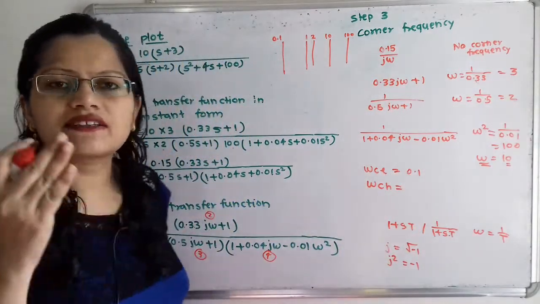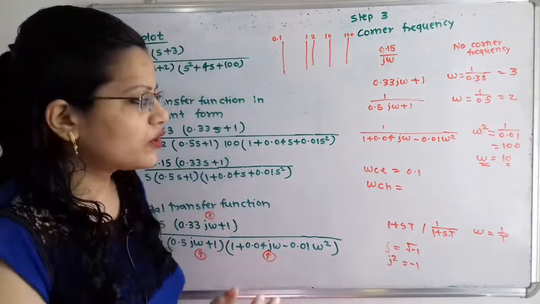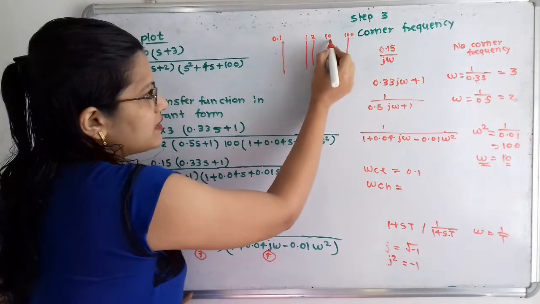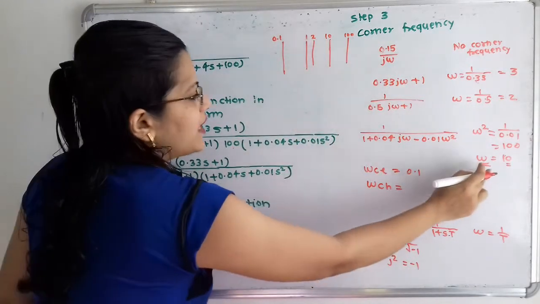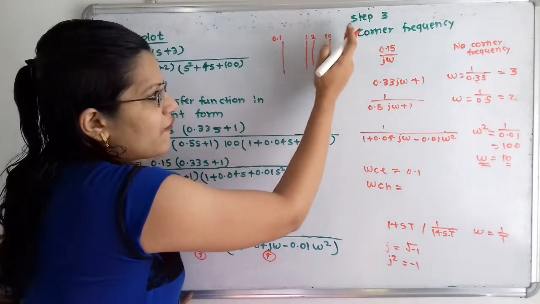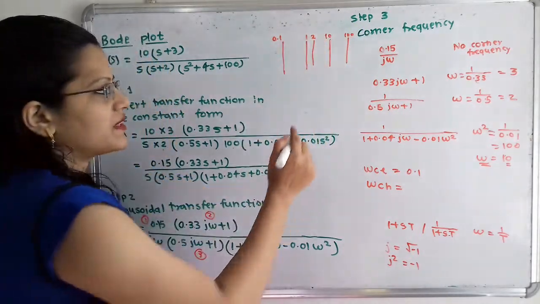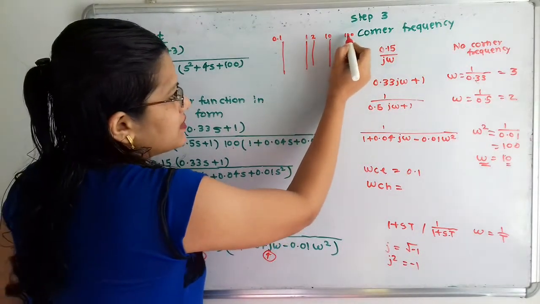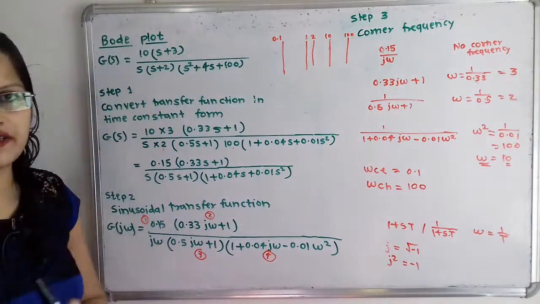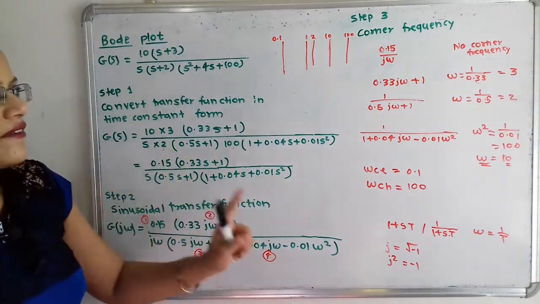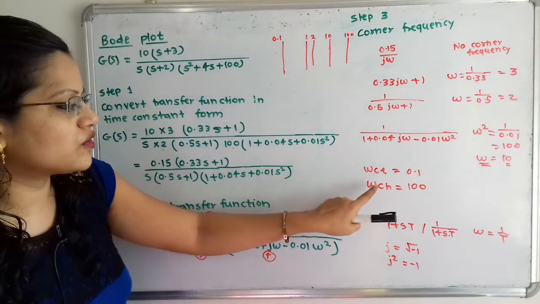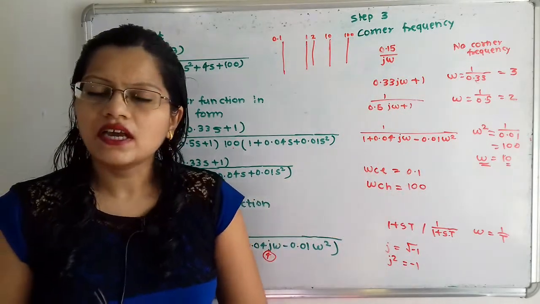Now how to select the highest corner frequency? Here the maximum corner frequency is 10. So for this range, here is the range for the highest corner frequency. We have to select one range after this maximum corner frequency, that is 100. So the highest corner frequency we will select is 100. In this way, the lowest corner frequency is 0.1 and the highest corner frequency is 100.